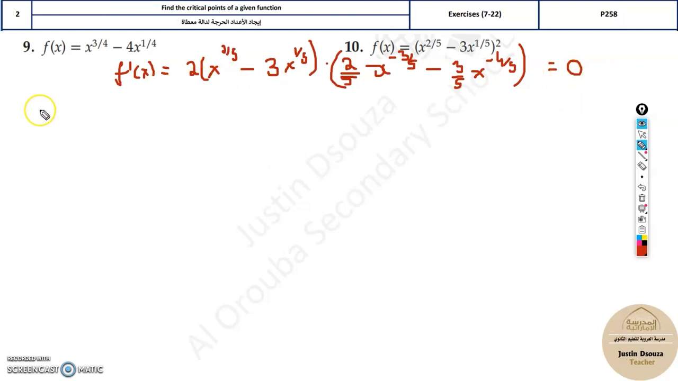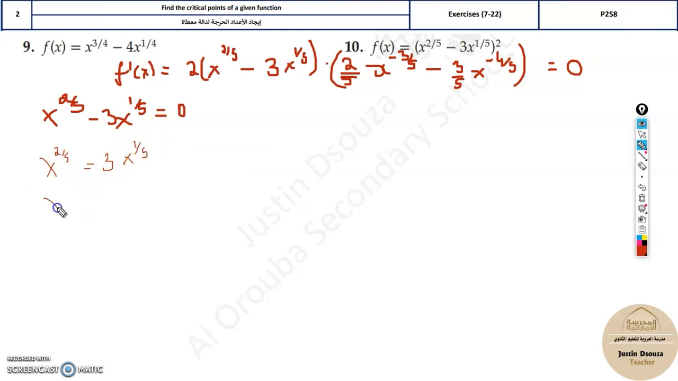So let's equate this. x^(2/5) minus 3x^(1/5) equals 0. And let me solve it. Let me take this to the other side. Now, x^(2/5) equals, when I take minus to the other side, it'll be plus 3x^(1/5). Now, all we need to do is take x to the other side and equate it. So, what would I do?